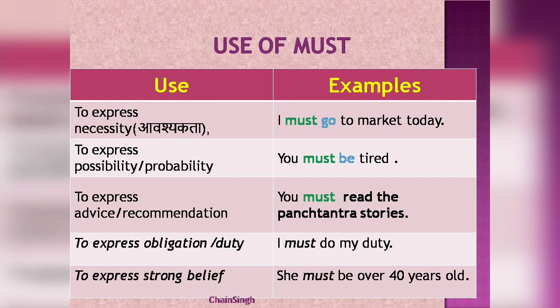Rule number 4, to express obligation or duty. I must do my duty. Rule number 5, to express strong belief. Example, she must be over 40 years old.